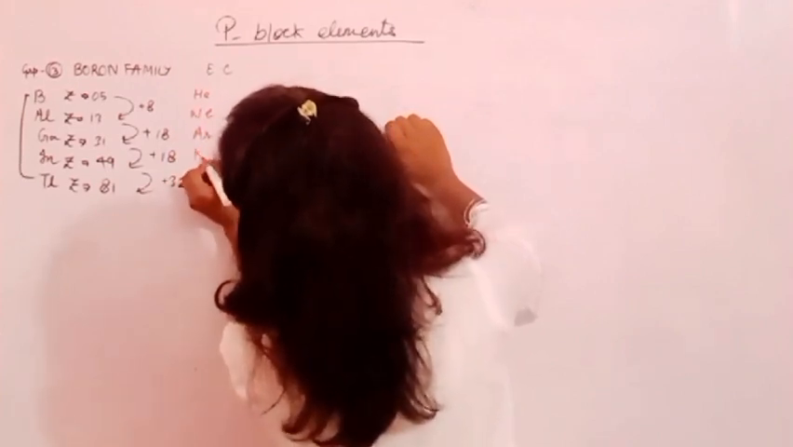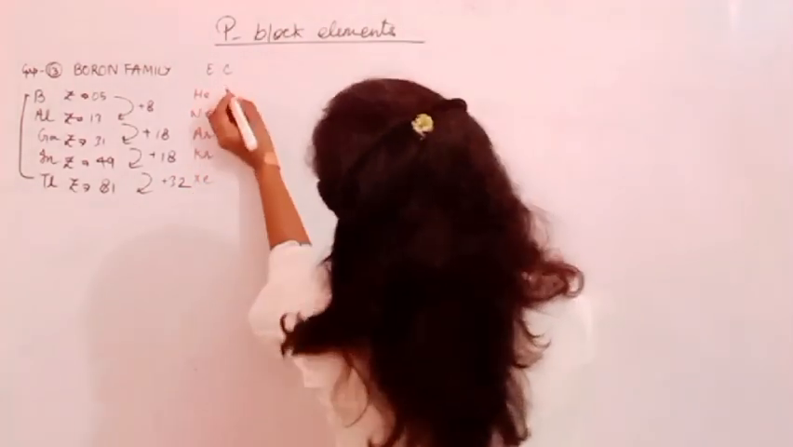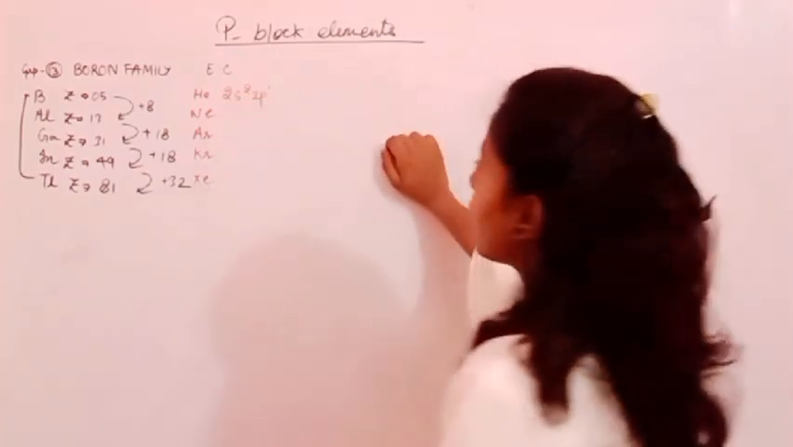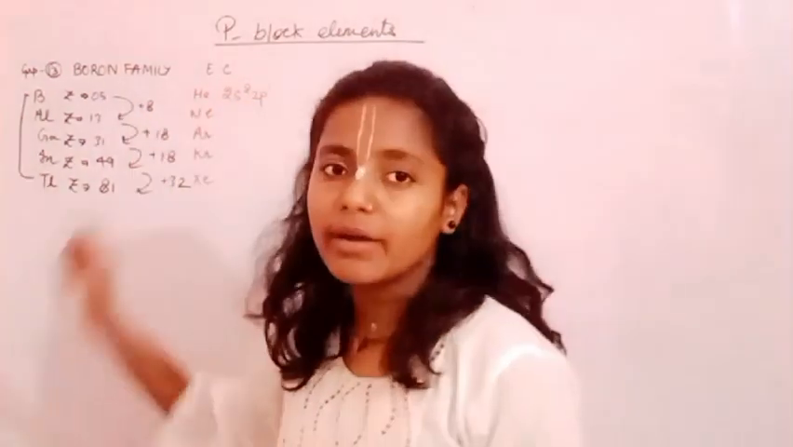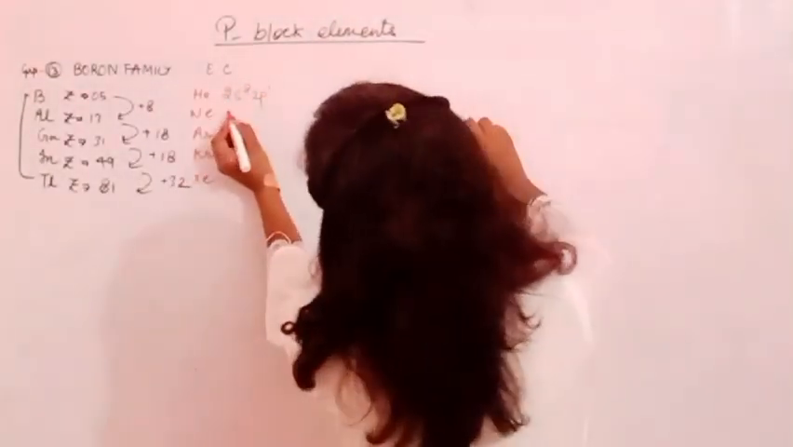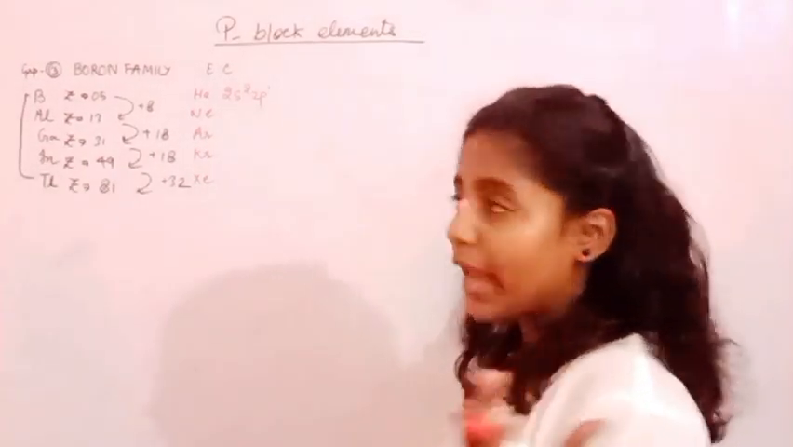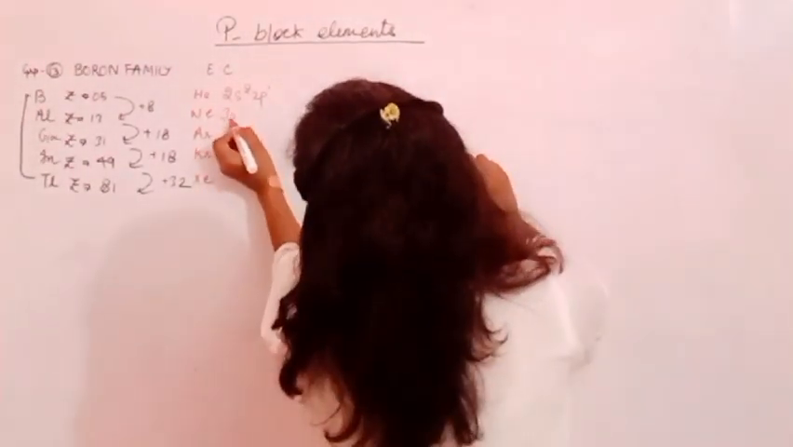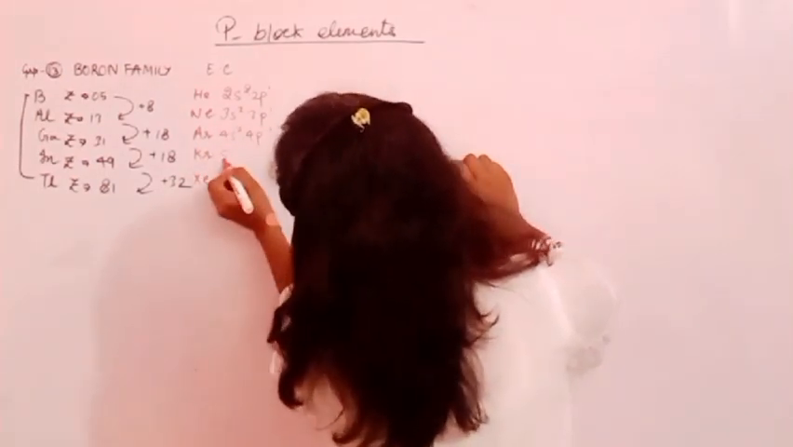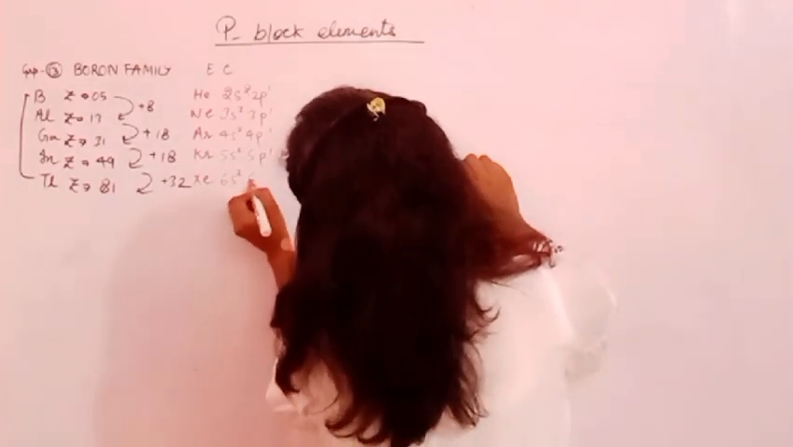argon, krypton, xenon. Now helium gives us 2s2 2p1. So how do we write the electronic configuration for this boron family of group number 13? It is 2s2 2p1, and what changes is the value of n. Here again I am going to write 3s2 3p1, 4s2 4p1, 5s2 5p1, and 6s2 6p1.